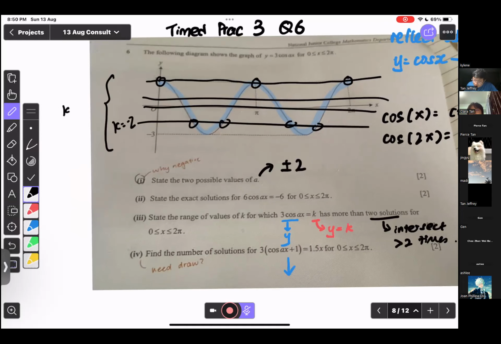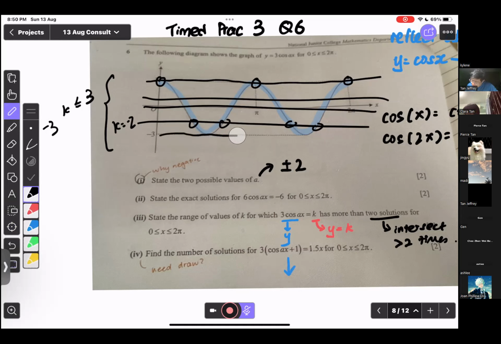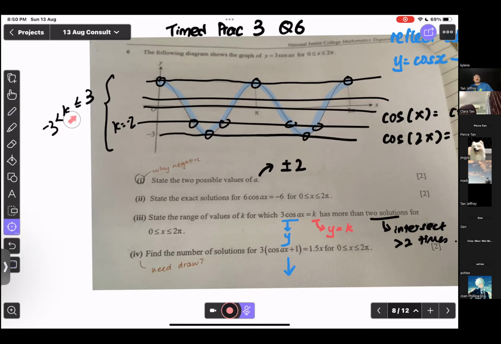K has a maximum of less than or equal to 3, right? Then it's possibly -3, but does it include -3? What happens at -3? If k is -3, does it cut more than 2 times? Oh, okay, so it only cuts twice. Correct. That's why I don't include -3, but I include 3, because of the shape of the graph. Okay, got it. Good question.